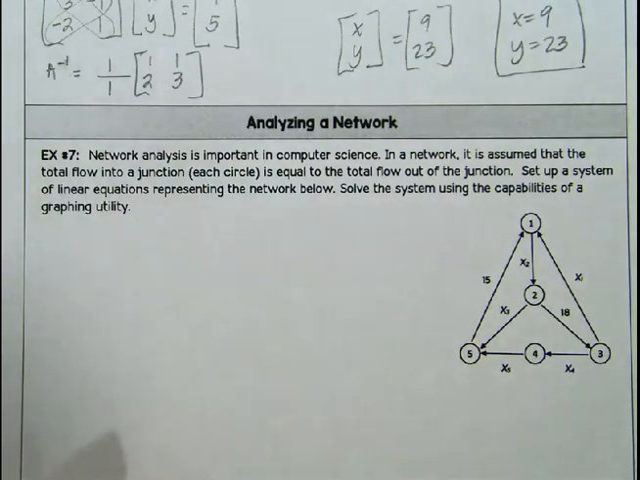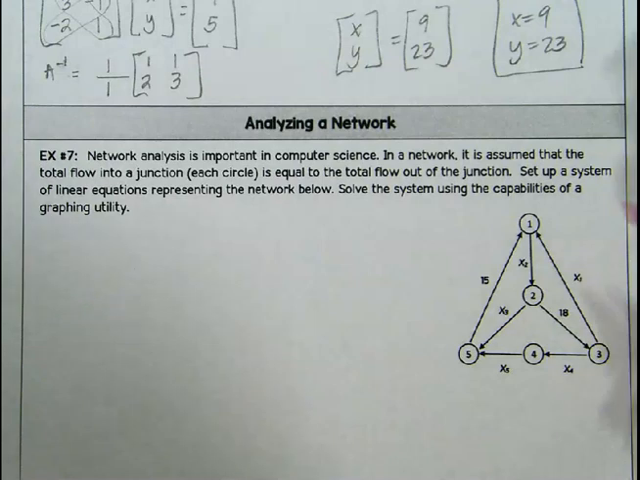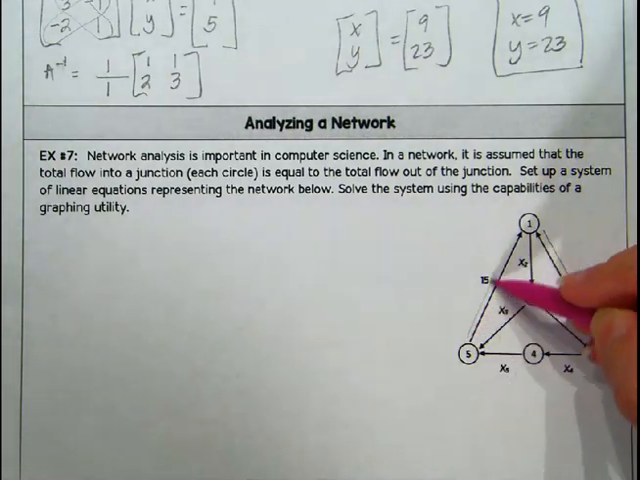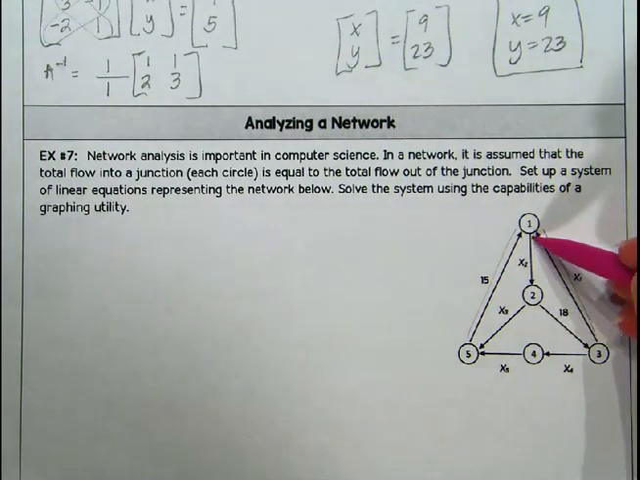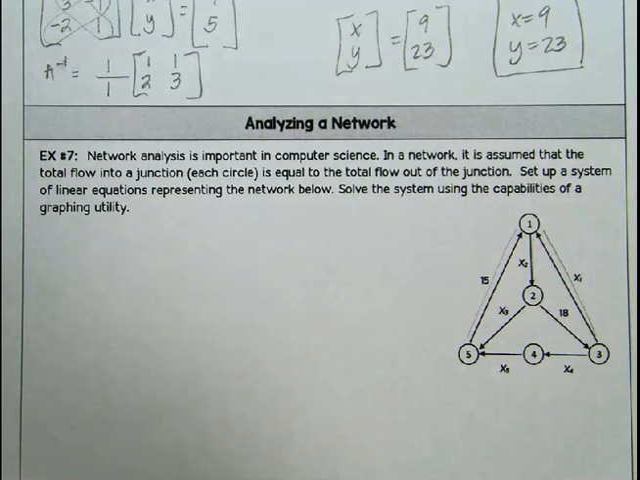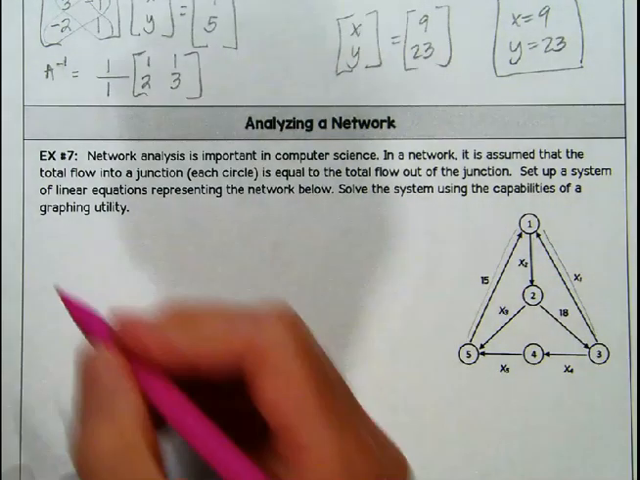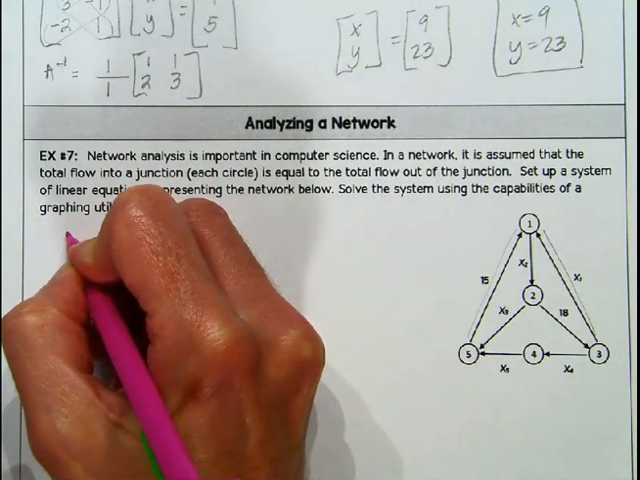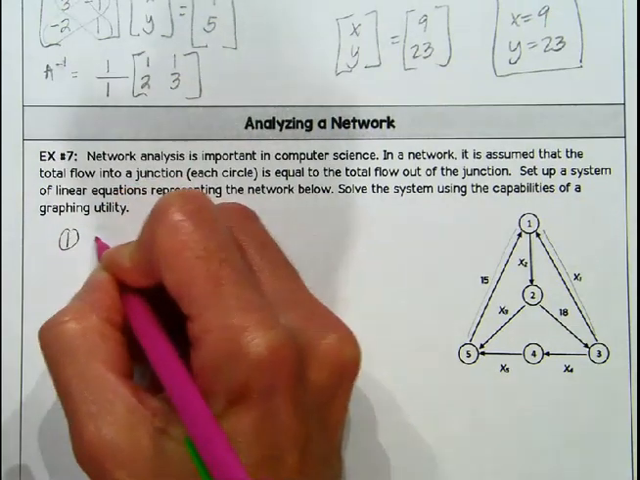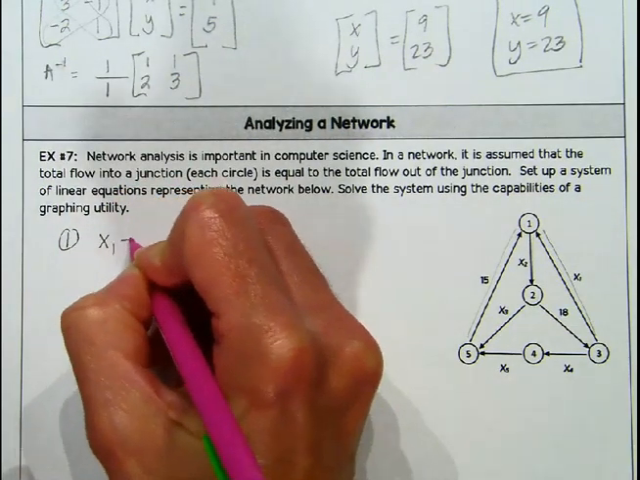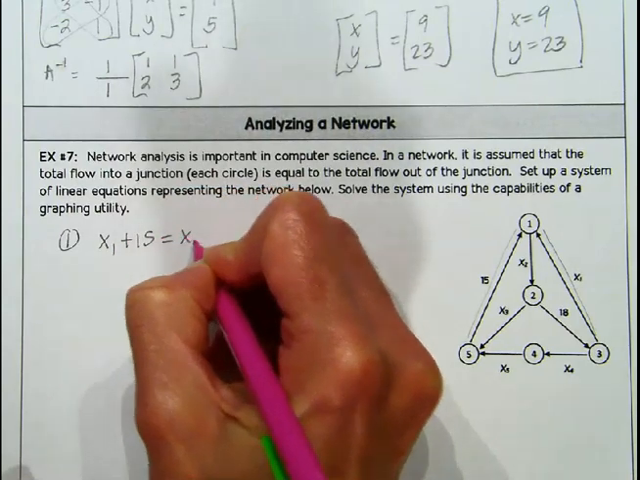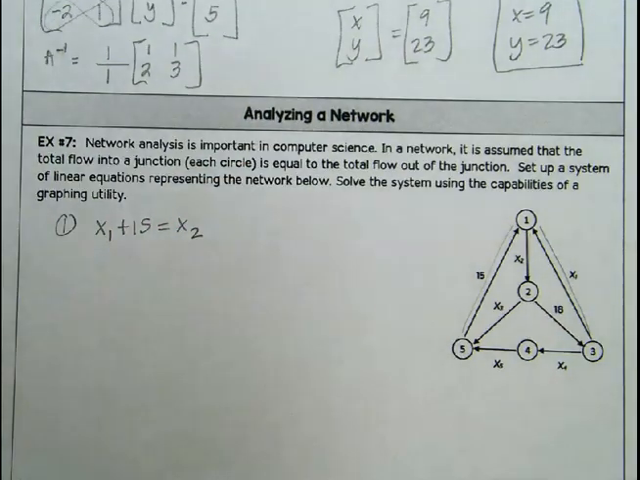But anyway, what this means is, you see how going into circle 1 we have x sub 1 and 15, but x sub 2 is going out of 1. You've got to look at the way the arrows go. So for circle 1, x sub 1 plus 15 would have to equal x sub 2, because what's going into the circle has to equal what's going out of the circle.